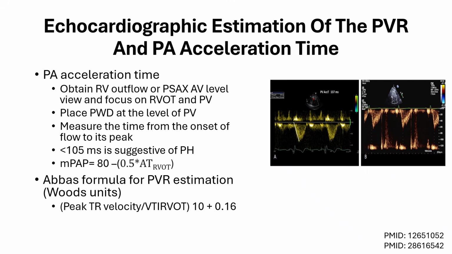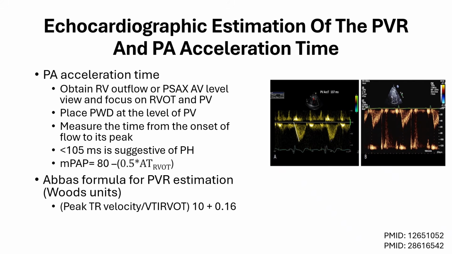One can also estimate PVR in Woods units by using the so-called Abbas formula. You'll need peak TR velocity. You'll need velocity time interval through the RVOT, or right ventricular outflow tract, which you then multiply by 10 and add 0.16. Again, this is a formula to estimate PVR in Woods units.